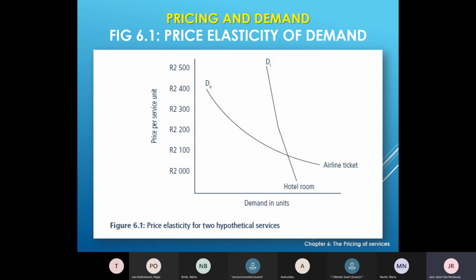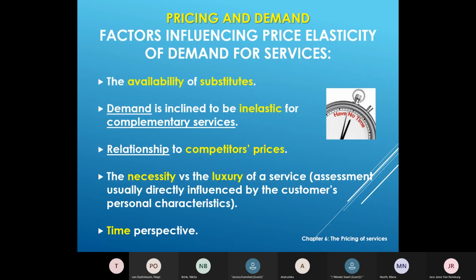Again, people, am I going to ask you something like this and give you a diagram and a case study and say, illustrate this to me? No. But you need to know the concept of elasticity of demand. Right. What factors influence the price elasticity of demand for a service?